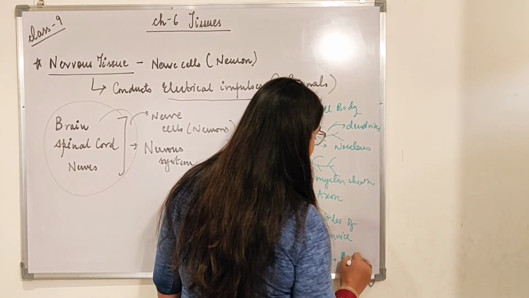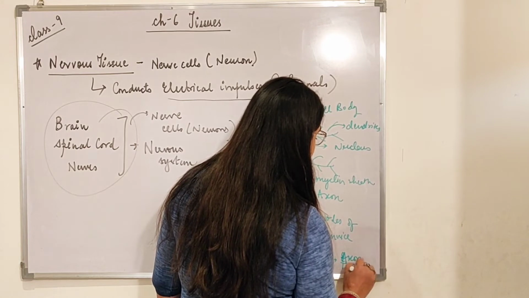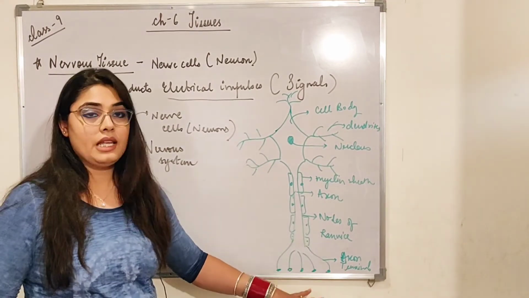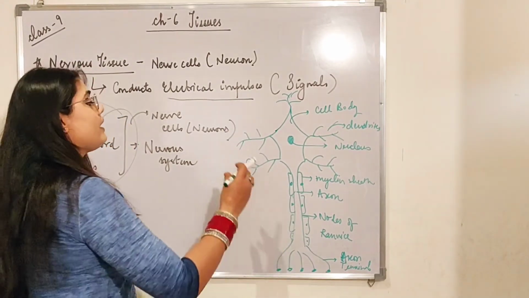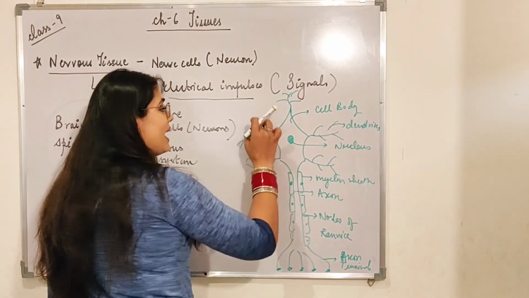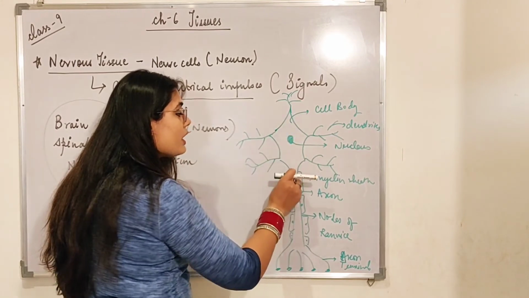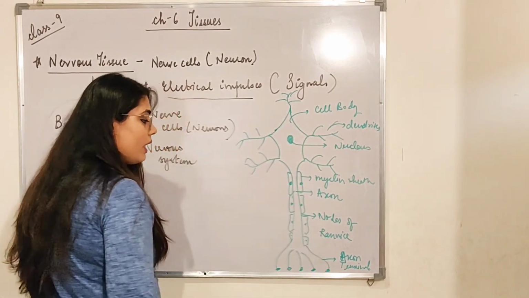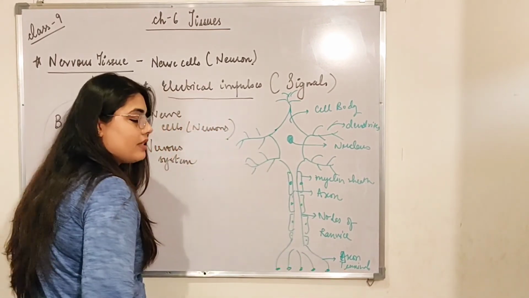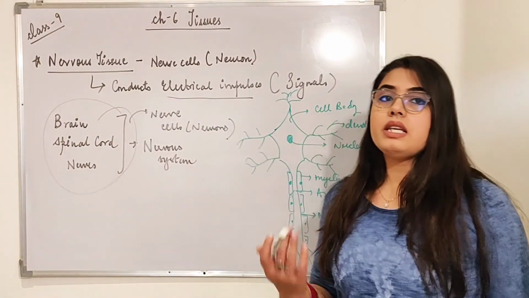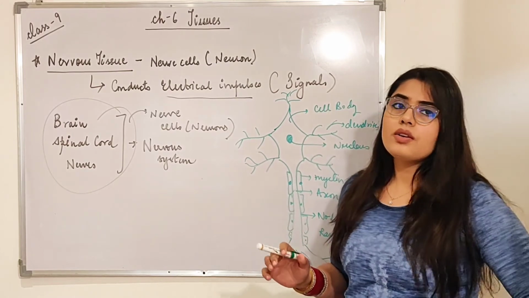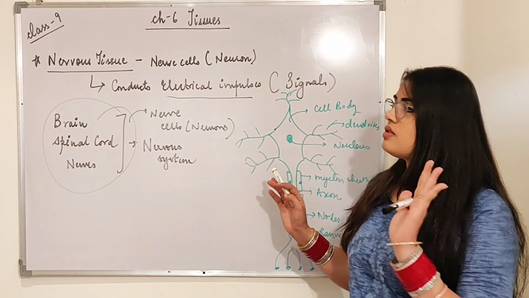Axon terminals, or you can also say these are the axon endings. So what happens? Dendrites collect the signal from the outside and send it to the cell body. Through the cell body, the signals go to the axon. After reaching the axon, they move completely to the end, that is to the axon terminals, and here they release the transmitters. You will study this in detail in later classes. Right now this much is sufficient for you.